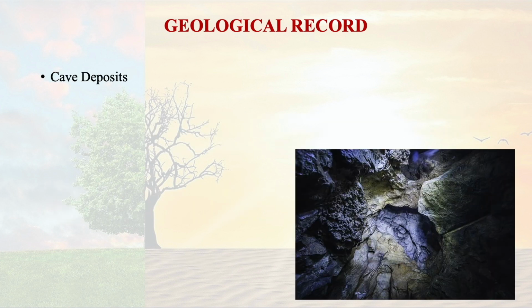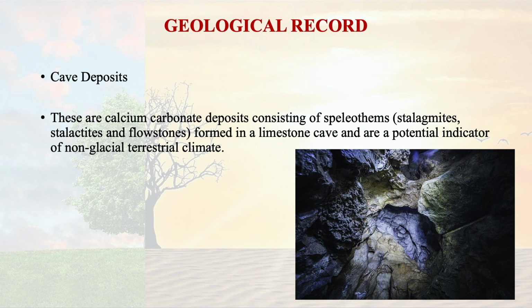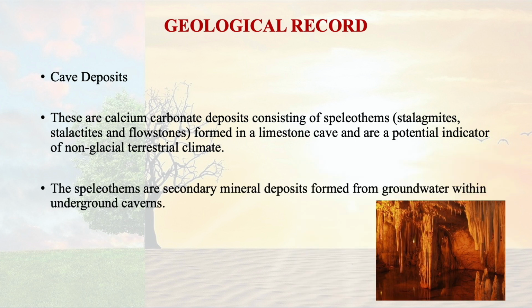The last one is the cave deposits. The interesting thing is the cave deposits are wonderful structures, basically calcium carbonate deposits. They are called speleothems. It can be stalagmites or stalactites or flowstones. They are formed in limestone caves, whether it's the Yucatan Peninsula, or in India, where a lot of caves are there. In those limestone caves, you can find these speleothems, which are basically secondary mineral deposits formed from the groundwater within the underground caverns.